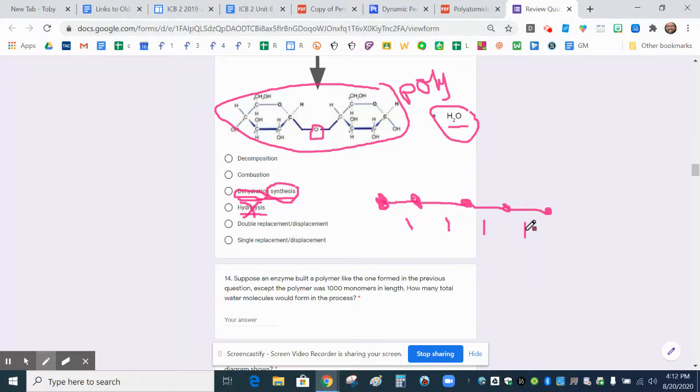So the pattern here is the number of monomers strung together minus 1 equals the number of waters. So N, the number of monomers, minus 1 is what you need to figure this one out. This one says you have 1,000 monomers. So that means that 999 water molecules will form in the process.